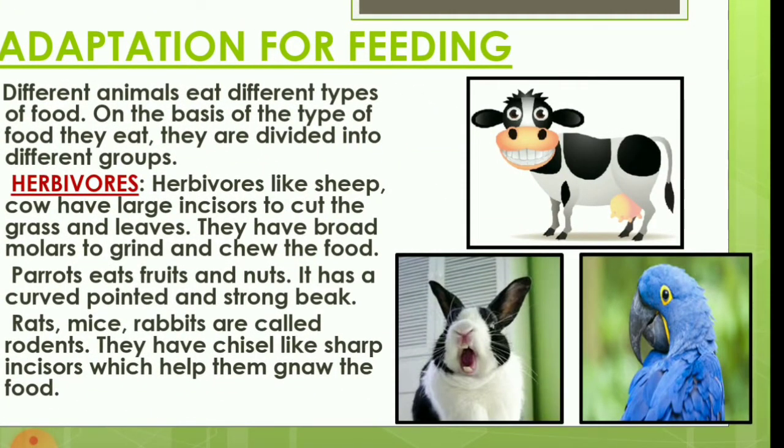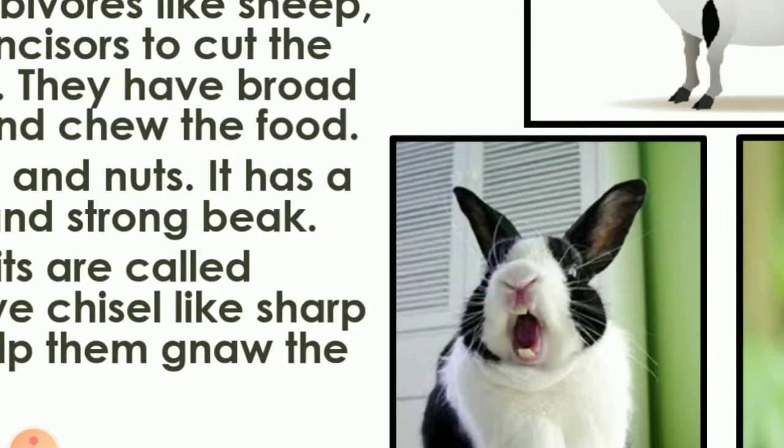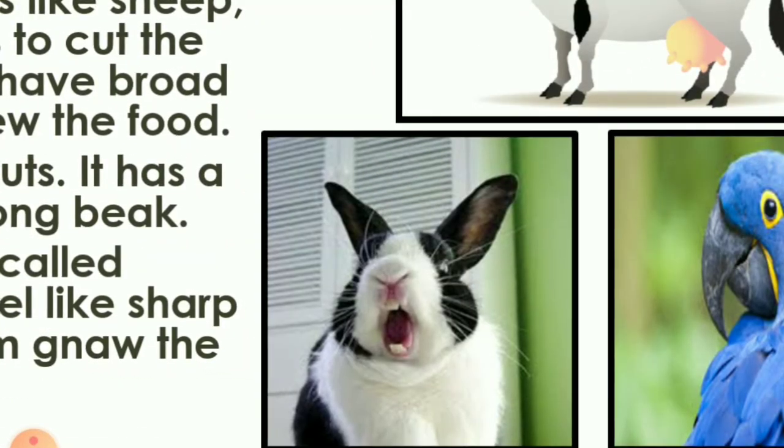Rats, mice, rabbits are called rodents. They have chisel like sharp incisors which help them gnaw the food. Like you have noticed, the rabbits and rats have two big teeth in the front. The incisors are very big which help them gnaw the food.